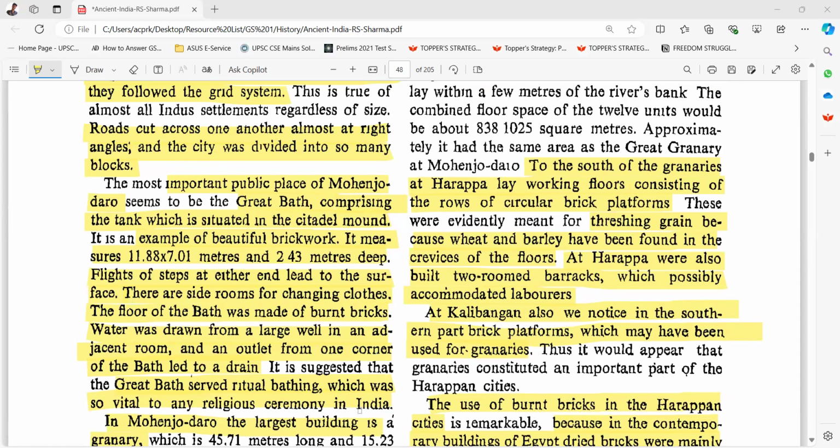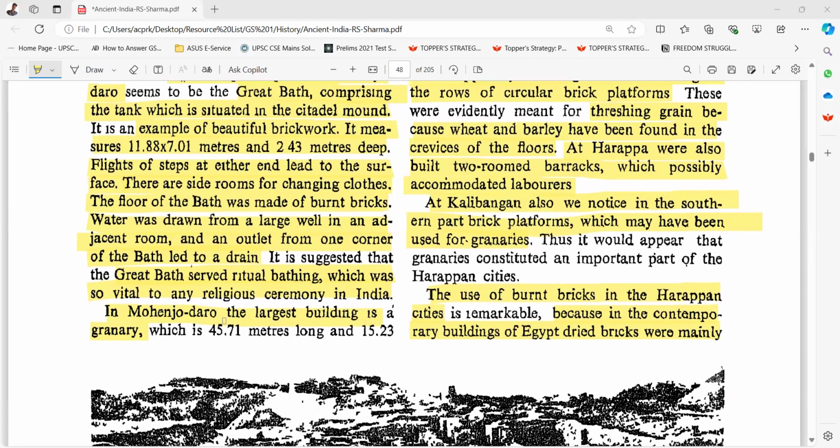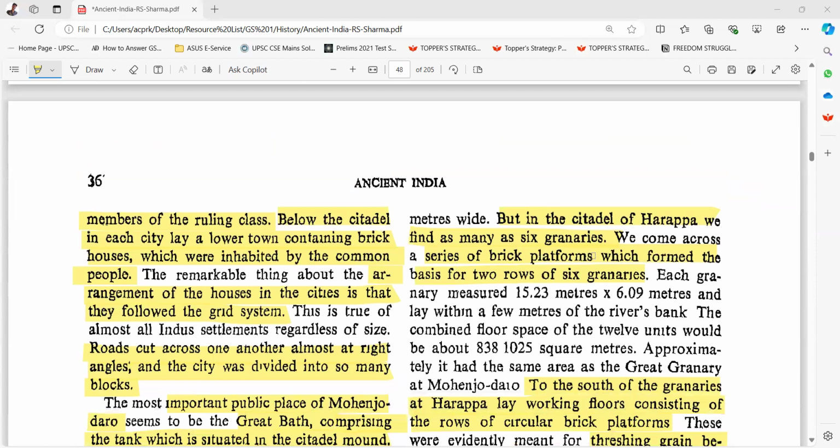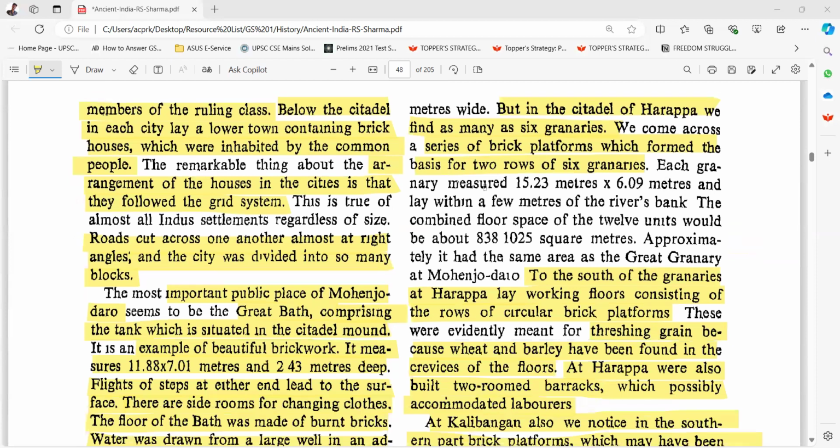In Mohenjo-daro, the largest building is a granary, which is 45.71 meters long and 15.23 meters wide. But in the citadel of Harappa, we find as many as 6 granaries. We come across a series of brick platforms, which formed the basis for 2 rows of 6 granaries. Each granary measured 15.23 by 6.09 meters and lay within a few meters of the river's bank. The combined floor space of the 12 units would be about 838.1025 square meters.